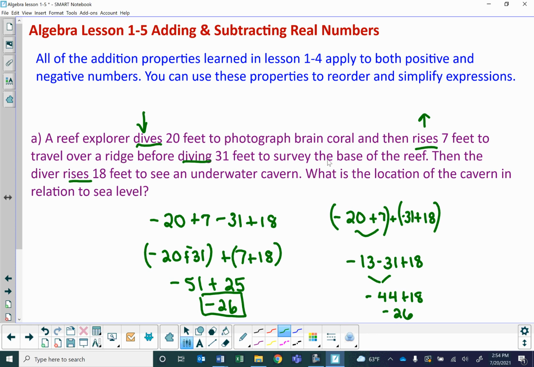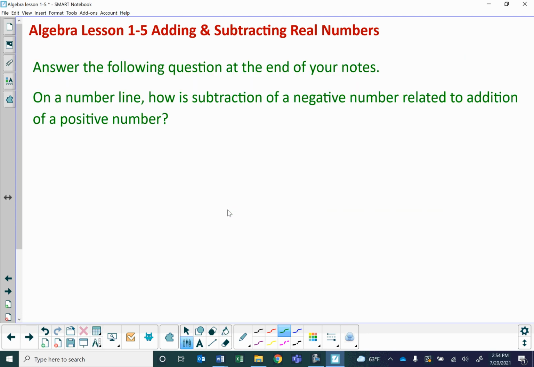All right, so the question I'd like you to answer at the end of your notes today. On a number line, how is subtraction of a negative number related to addition of a positive number? Think about that and answer that question for me.